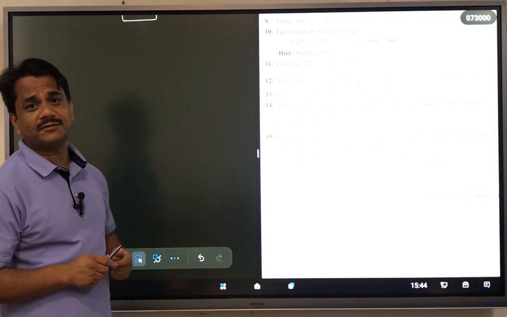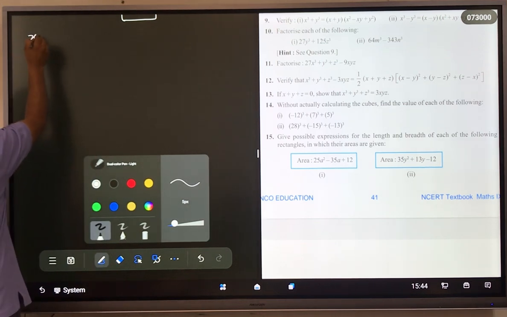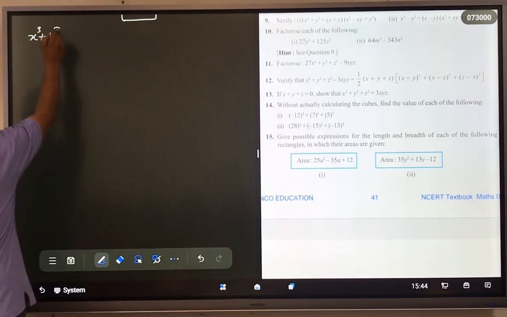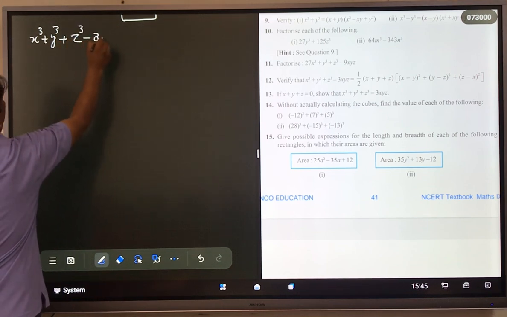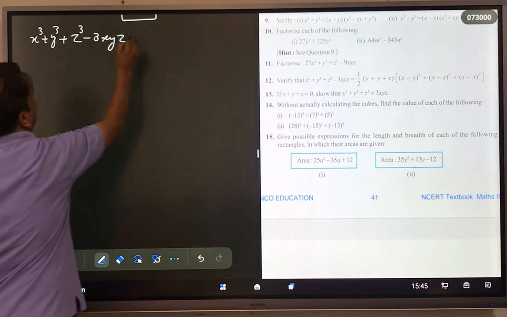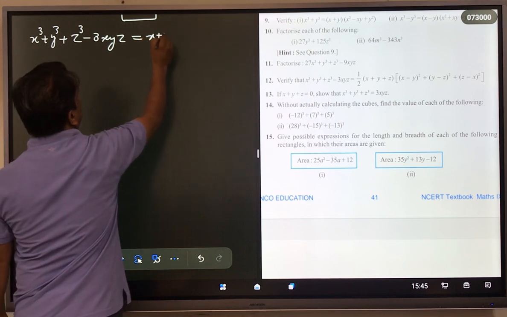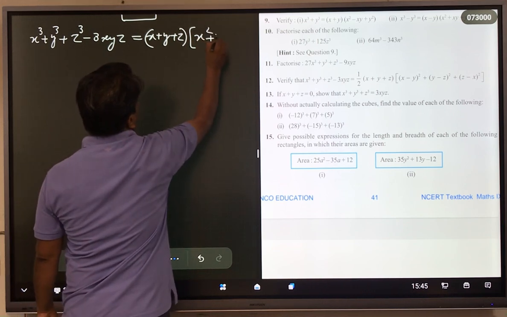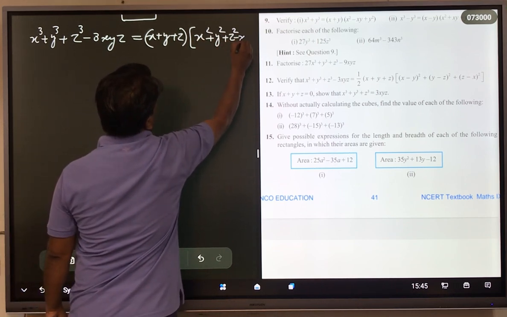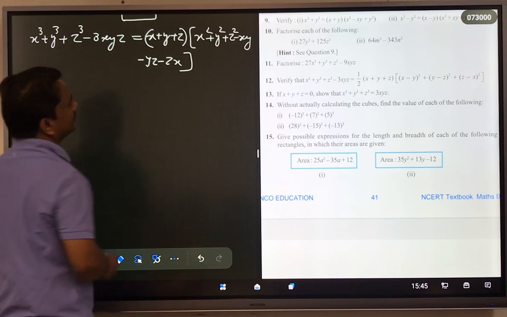And which identity is called the identity of the chapter? This identity here: x cube plus y cube plus z cube minus 3xyz is equal to x plus y plus z times x square plus y square plus z square minus xy minus yz minus zx. Is it or not?